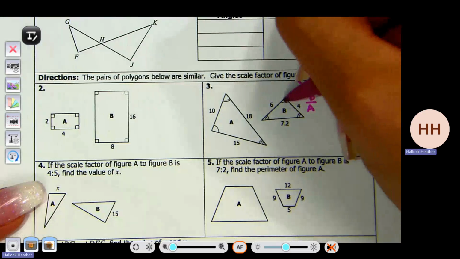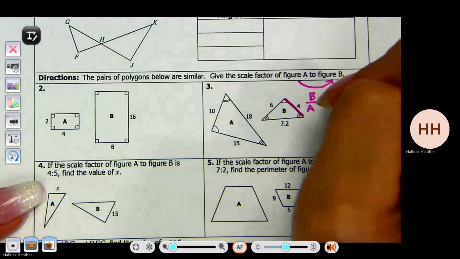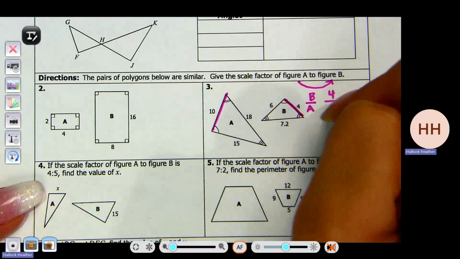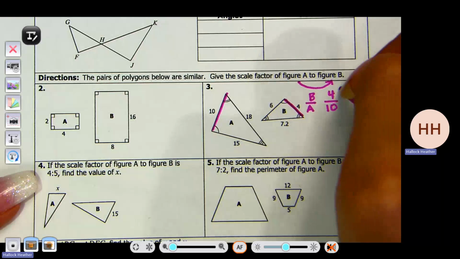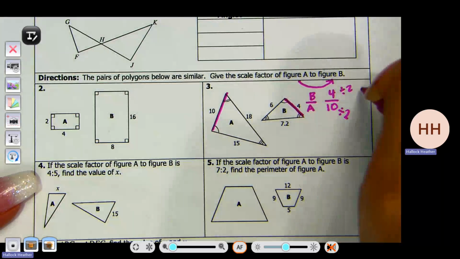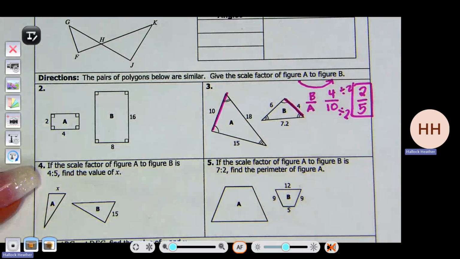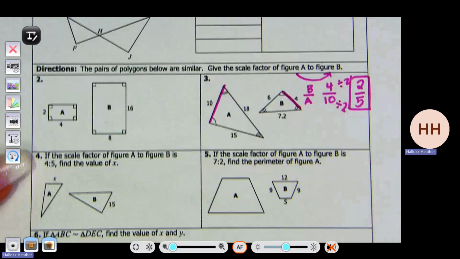4, sure. 4 is corresponding to 10. And then all I'm doing is reducing my fraction. So what can I divide by in 4 and 10? 2. So if I divide by 2, what do I get? 2/5, and that's it. That's the scale factor. That's what you would dilate the figure by. So that's how you're going to do 2 and 3. Let's go down to number 5.